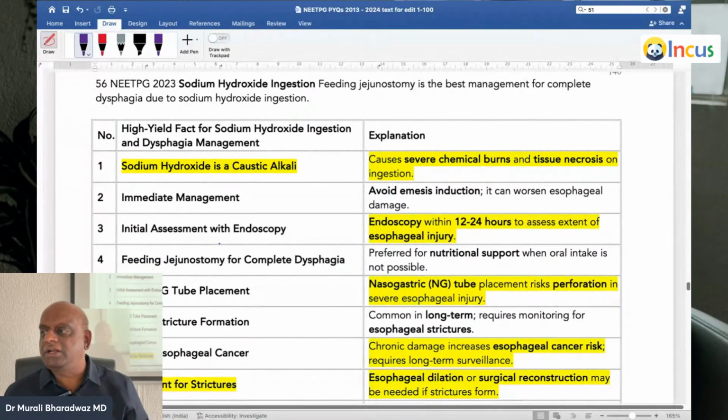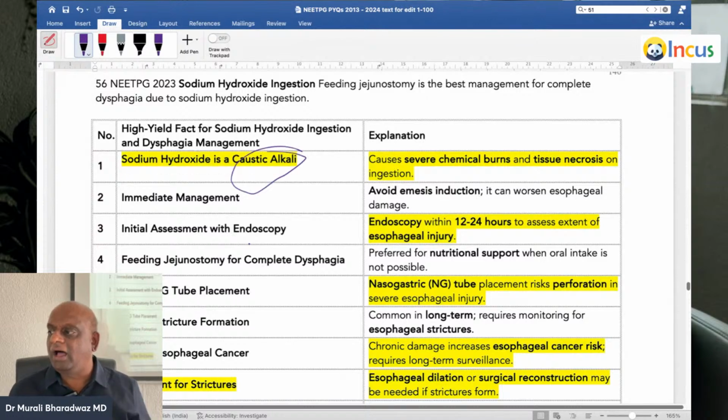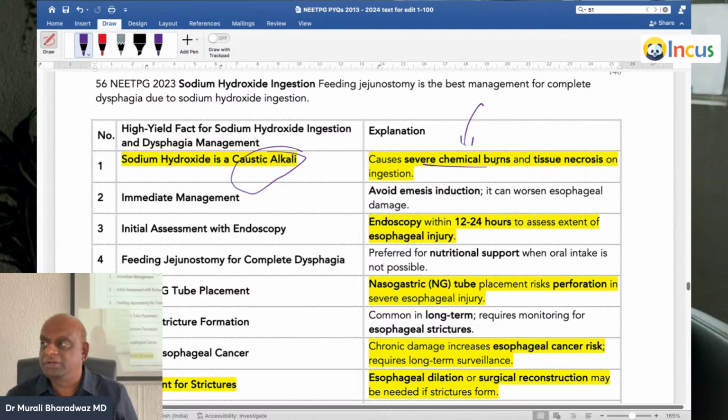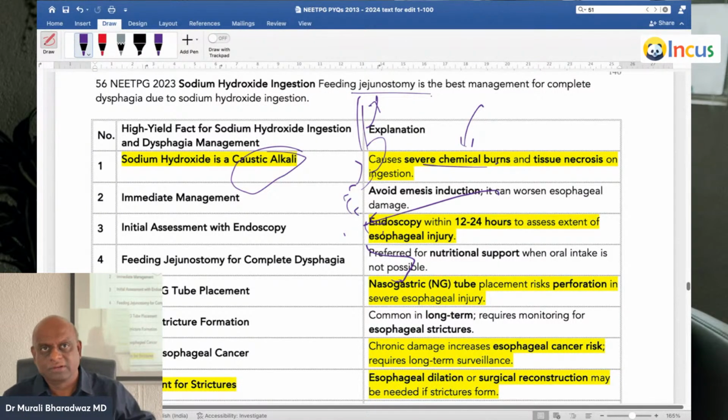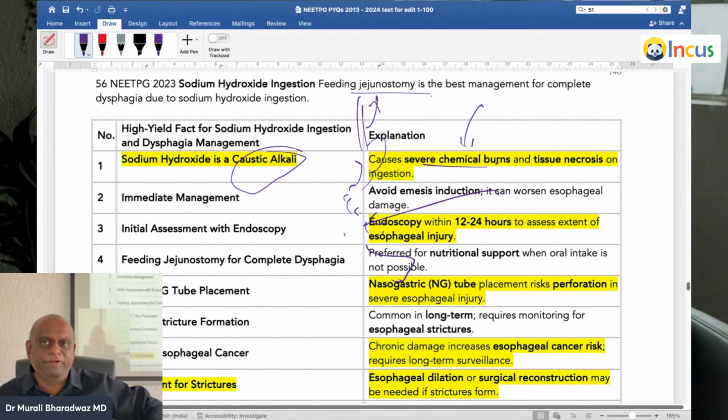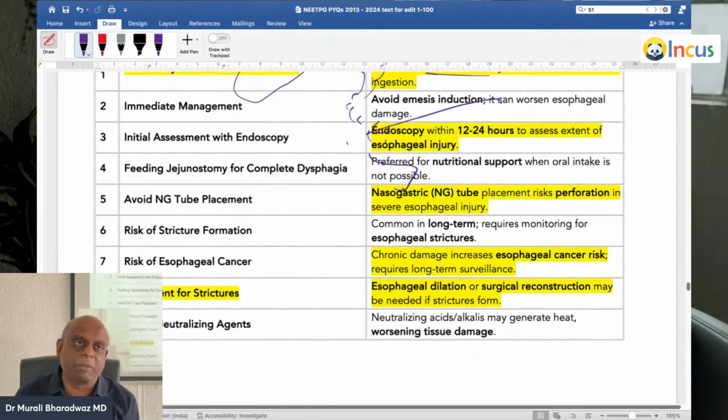Sodium hydroxide injection was done, which is a caustic alkali. It causes severe chemical burns. So you need to treat them with feeding jejunostomy. The esophagus leads to the stomach, the stomach to the duodenum, the duodenum to the jejunum, the jejunum to the ileum. So you directly feed into the jejunum. You will put a feeding jejunostomy tube in order to manage the dysphagia caused by the alkaline burn, which is what we need to remember.